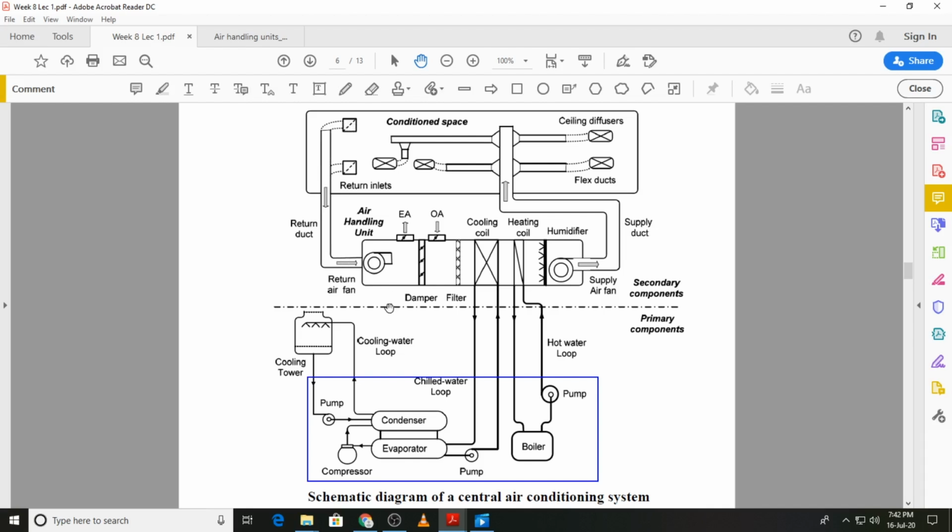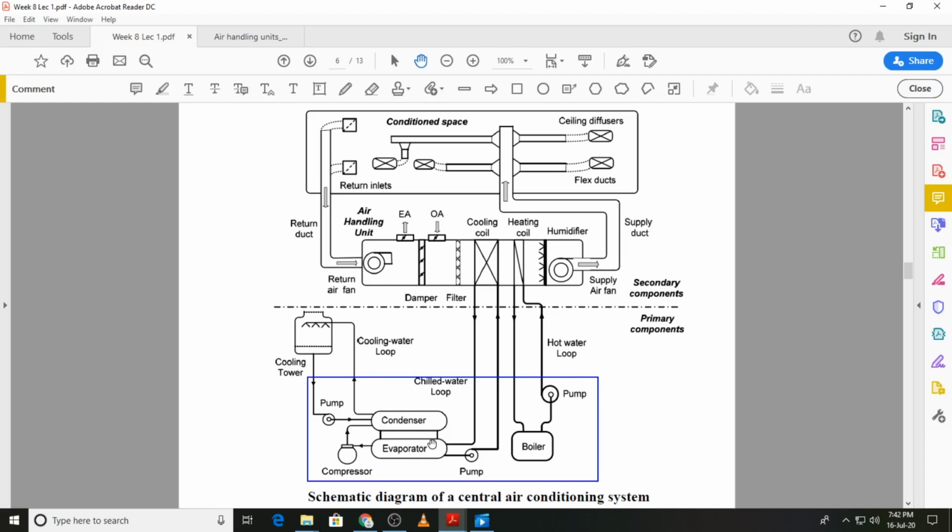What we can do is look at what is happening in the plant room, and then we will move on to the air handling unit. So in the plant room, if you are talking about summer air conditioning, we will be sending chilled water to the cooling coil of the air handling units.